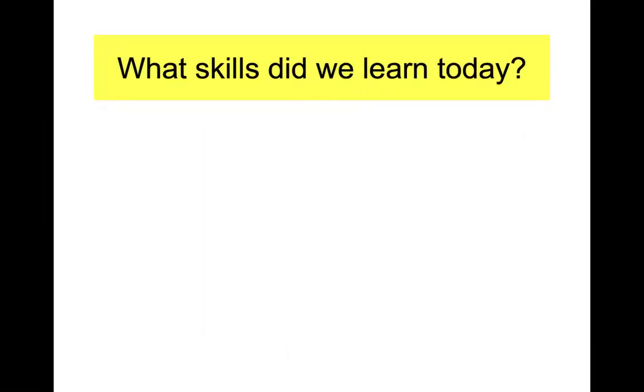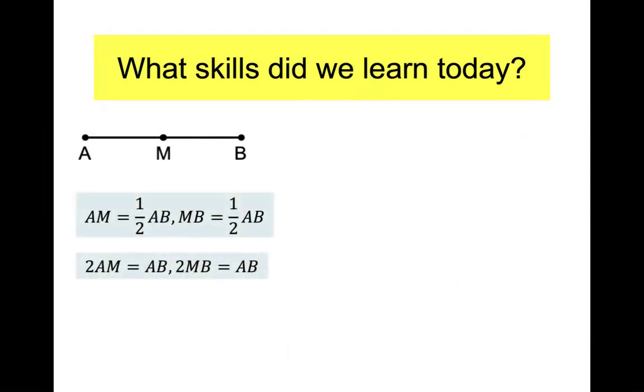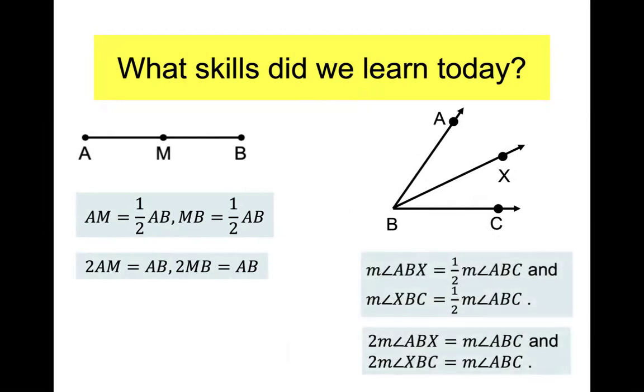So, what skills did we learn today? We learned something about a midpoint of a segment. We got those formulas. And then we learned something about an angle bisector, and we got similar formulas. So tonight, when you're doing your homework and you're kind of stuck and you're wondering, what do they want me to do? Well, they probably want you to use one of these two theorems that we learned about today, 2.1 or 2.2.